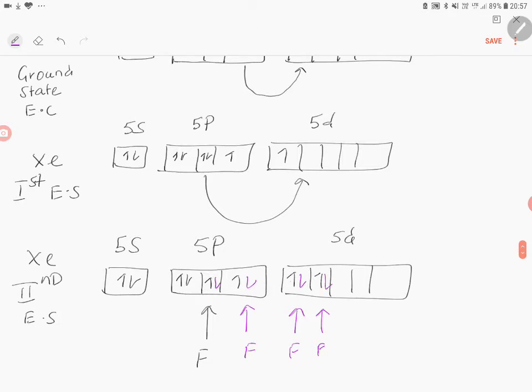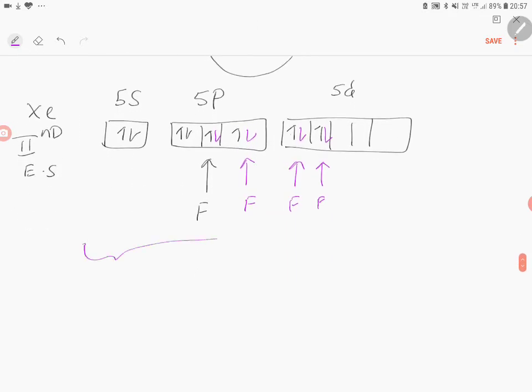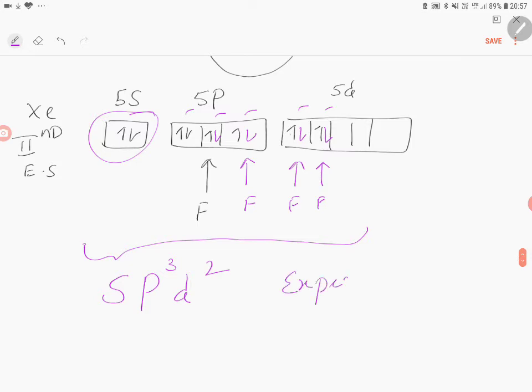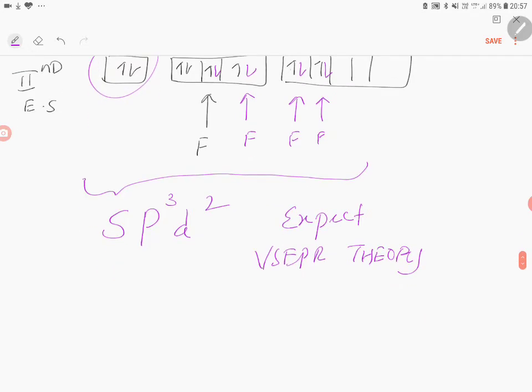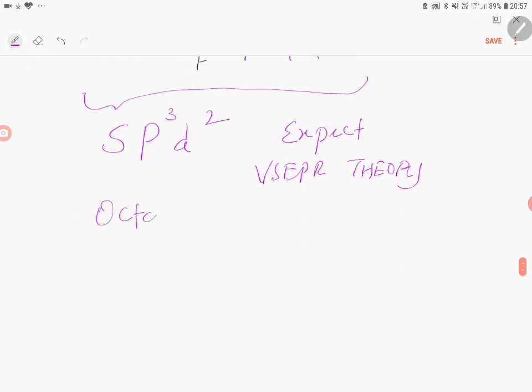So now you predict the hybridization of this molecule, where you will get sp3d2. So s, p1, p2, p3, d1, d2. Expected, what you will expect according to VSEPR theory? According to VSEPR theory, what you will expect? Octahedral. But is it octahedral? No, it is going to be square planar.